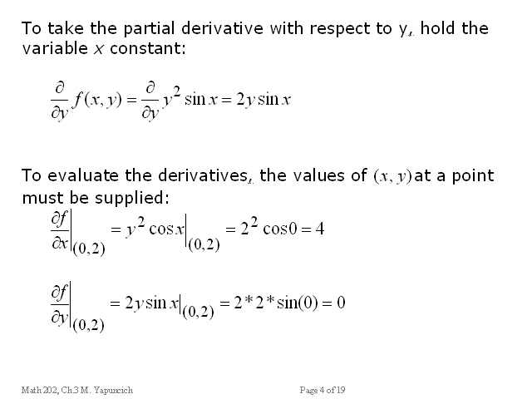Now we can take the partial derivative with respect to y by holding the x constant. So sine x is assumed to be a constant in this case, and all you take is the derivative with respect to y, which is 2y. Now if you want to evaluate the derivative at some point x, y, you have to supply both values. For example, at the point 0, 2, we get 2 squared times cosine of 0, which is 4. That's for the partial with respect to x. The partial with respect to y turns out to be 0.